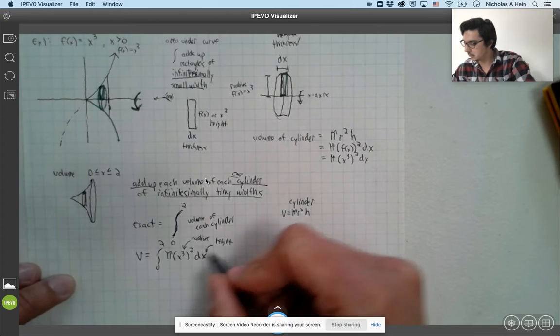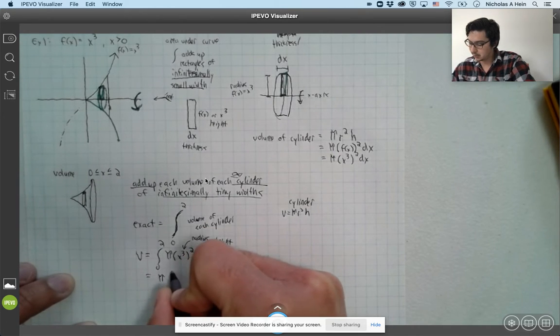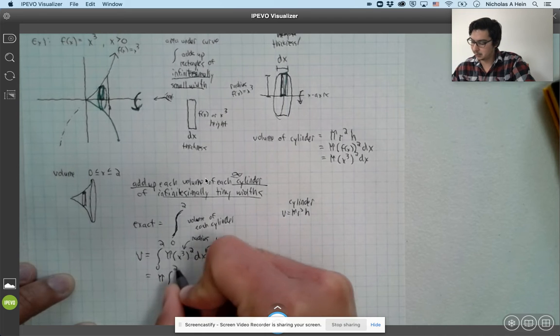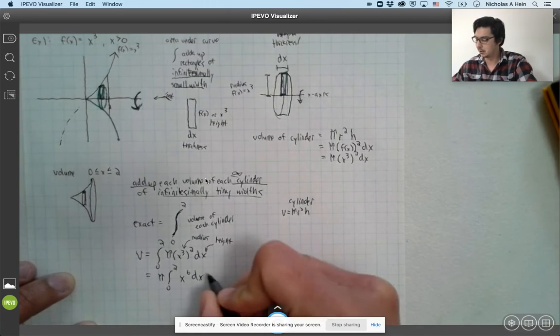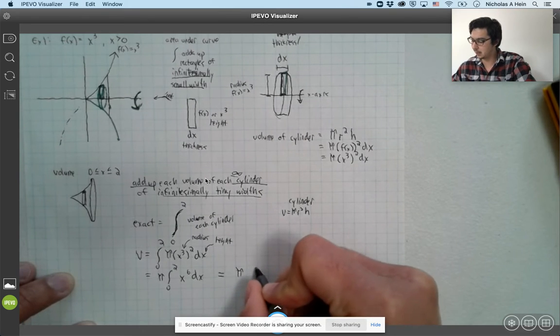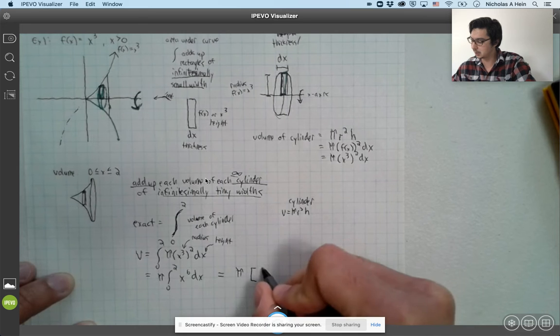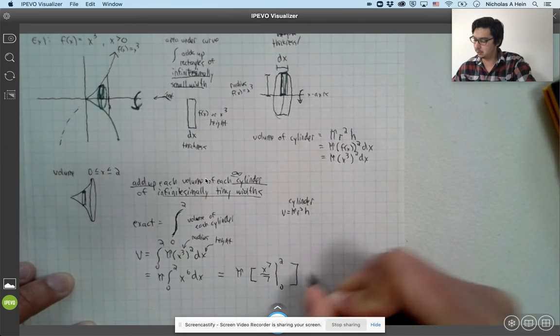So what we're going to get here is, now I'm going to pull the pi in front because it's just a constant. So maybe write this as pi from 0 to 2 of x to the 6th dx. Then, and I don't want to move the screen yet, it'll become pi, taking the antiderivative, x to the 6 would be x to the 7th over 7. And we're evaluating from 0 to 2.